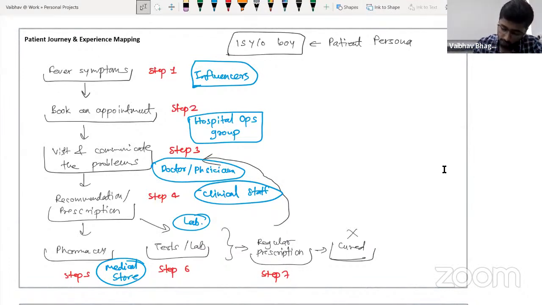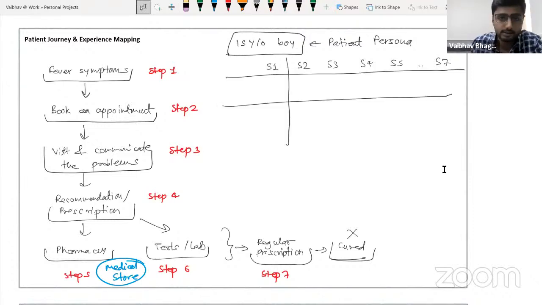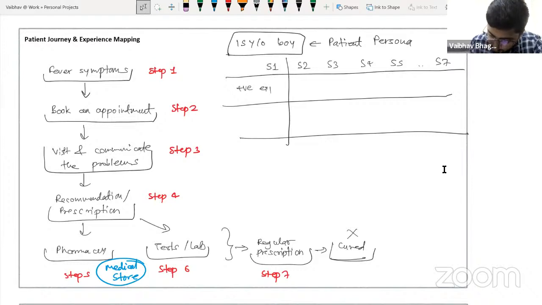So if I'm going to write down these steps, let's say here, this is step 1, S1 is step 1. And so on. Okay. And if I'm going to write down the experience of the patient, that at every step he is interacting with someone, is the experience positive or is it negative? And we'll also write the stakeholders.